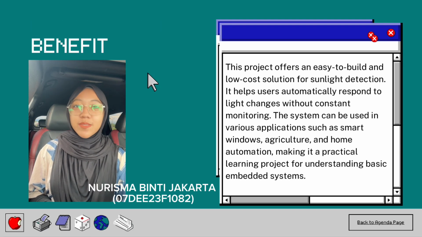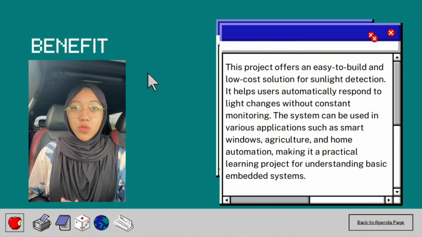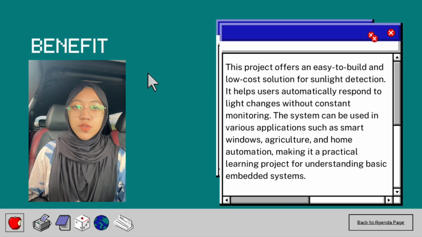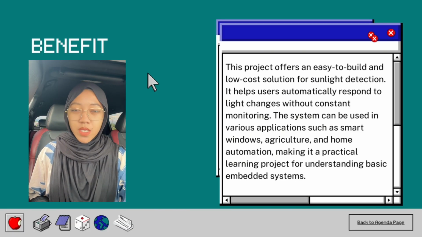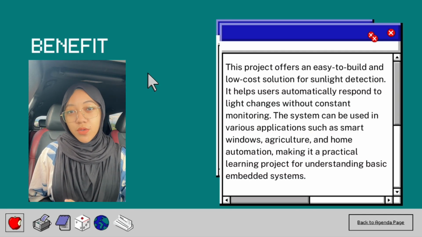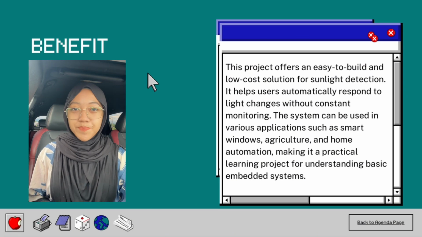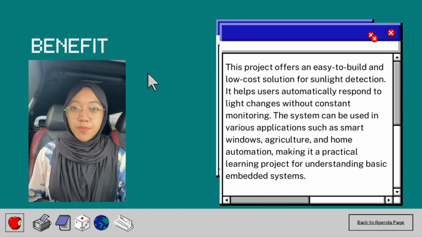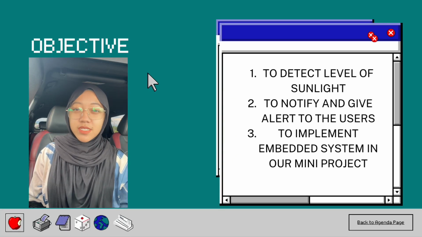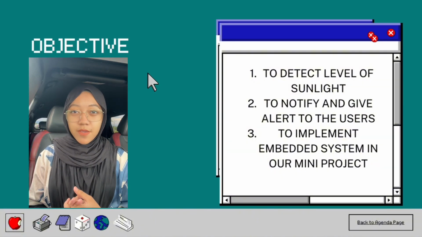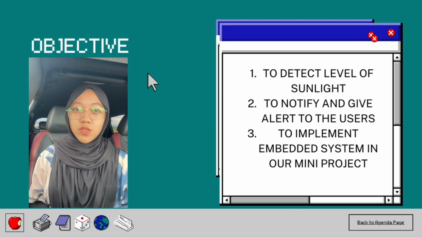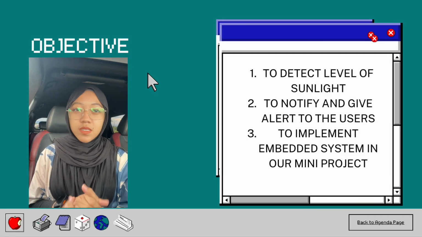Now the benefit. This project offers an easy to build and low cost solution for sunlight detection. It helps users automatically respond to light change without constant monitoring. The system can be used in various applications such as smart windows, agriculture, and home automation, making it a practical learning project for understanding basic embedded systems. Last but not least is the objective. There are 3 objectives: to detect the level of sunlight, to notify and give alert to the users, and to implement embedded system in our mini project.